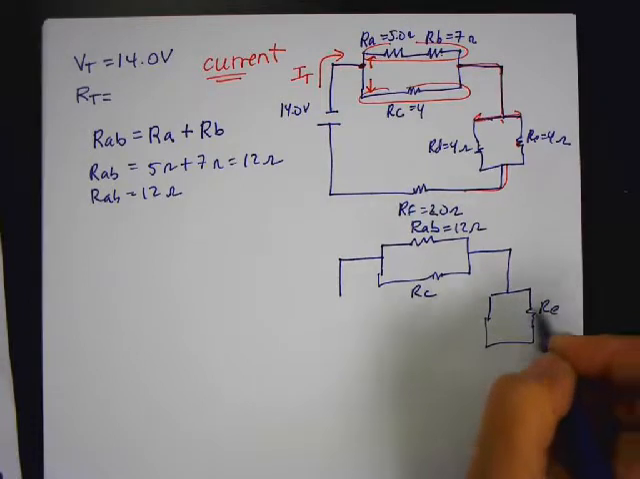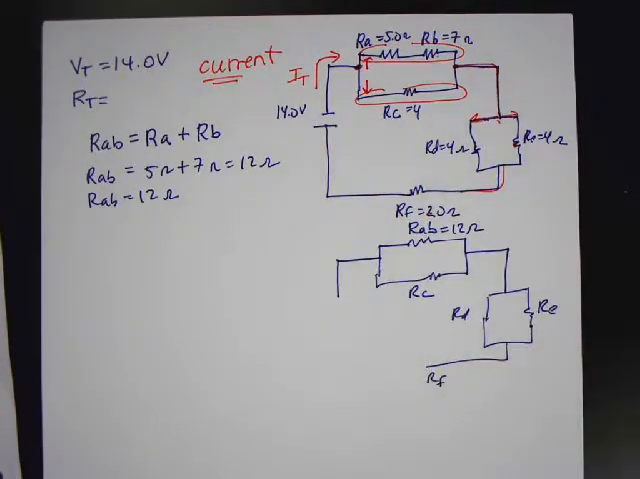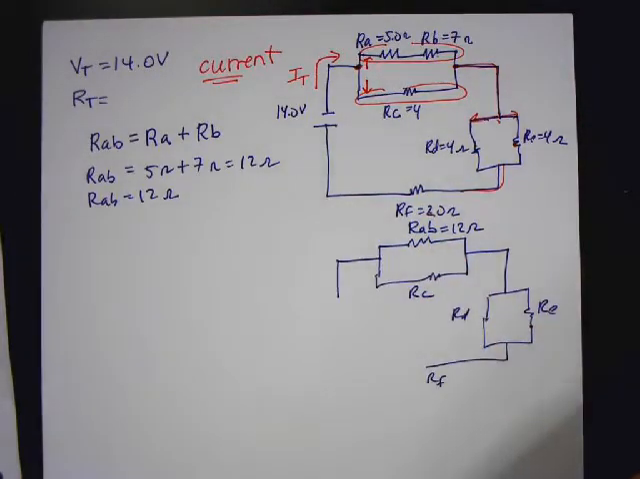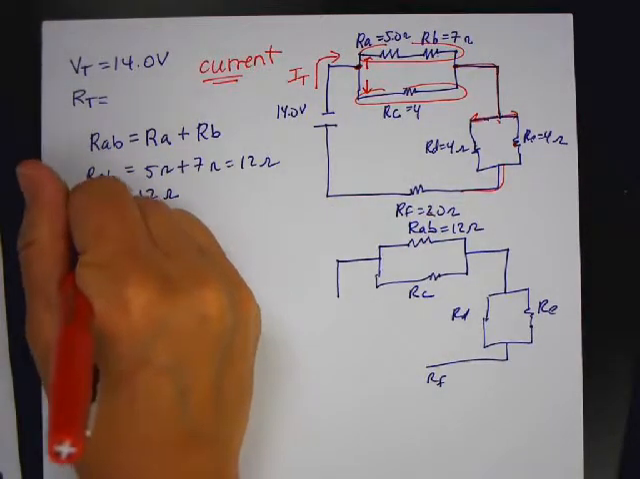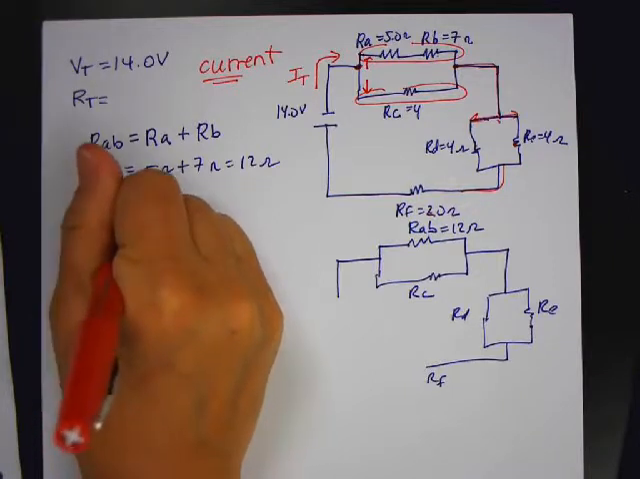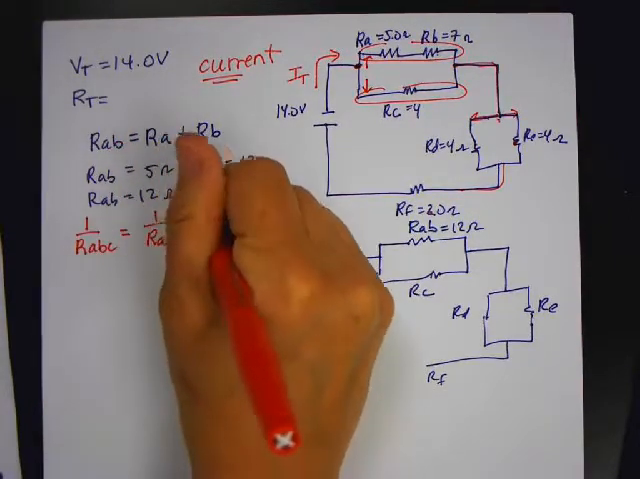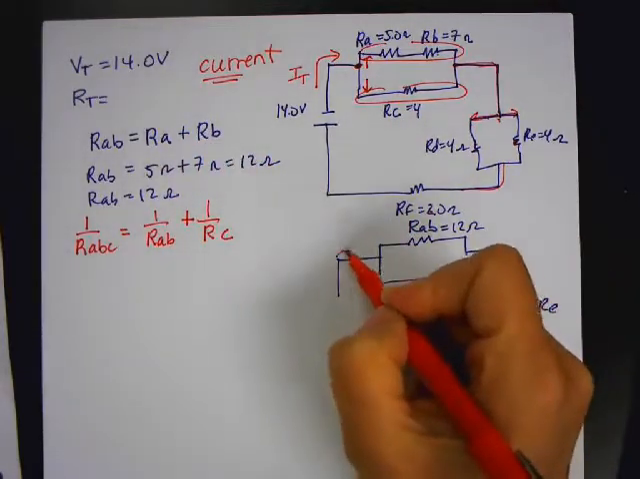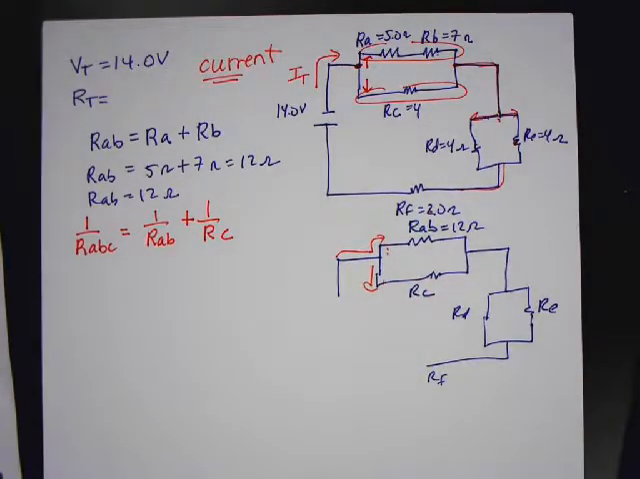This is RE, RD, and RF. All right. Now, these two are in parallel. How do I add resistors in parallel? I do 1 over. So I'm going to say 1 over R ABC is equal to 1 over RAB plus 1 over RC, because the current divides. So that's how I know these two are in parallel.